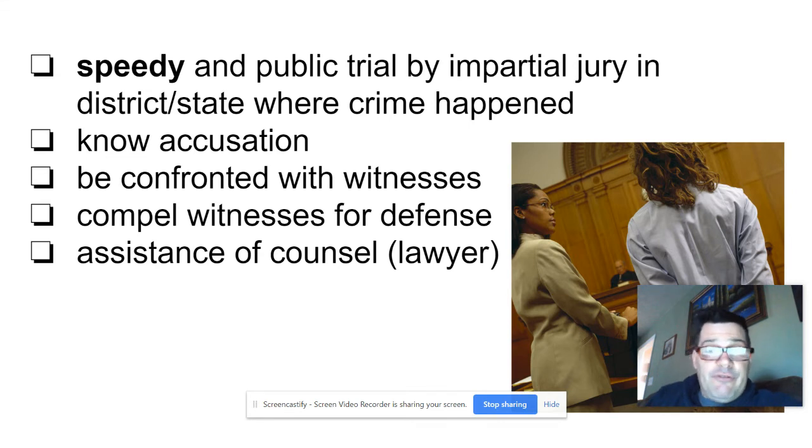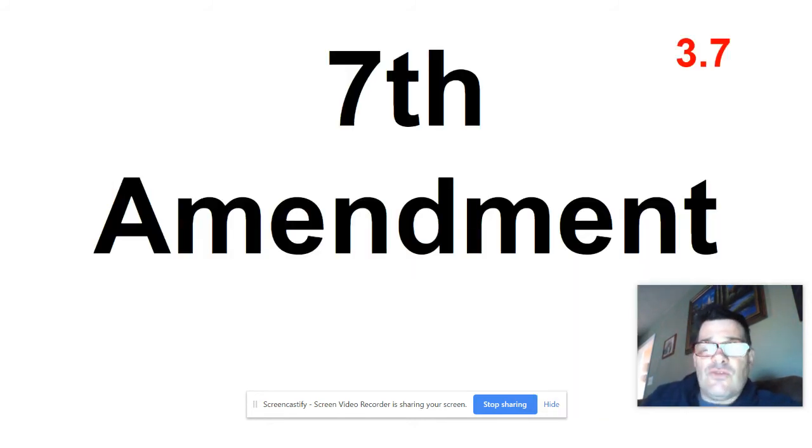Compel witnesses for your defense, so you can subpoena people, make them come in, even if they don't want to, and the assistance of a lawyer, which we call counsel. All right, good. That's really good. Six speedy, six speedy trial. All right, seventh is really short.